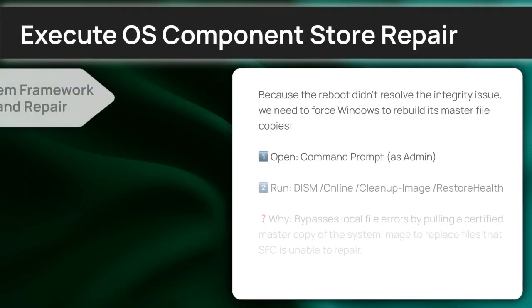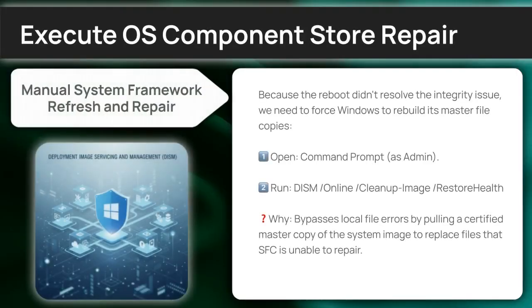Rebooting was just the start. Now, let's apply the core fix in this third step. Feel free to pause the video if you need a second to navigate. Because the reboot didn't resolve the integrity issue, we need to force Windows to rebuild its master file copies. First, open Command Prompt as admin.